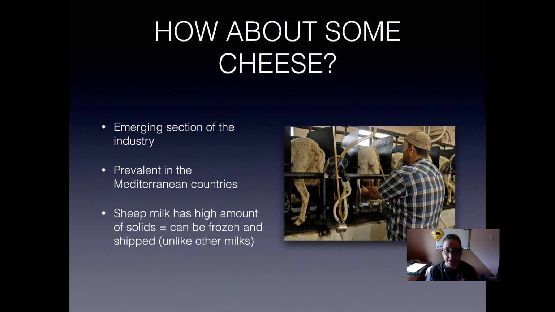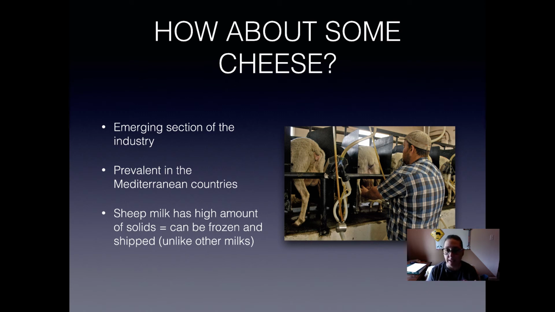An emerging sector of the industry is cheese making and dairy sheep production. This is very prevalent in the Mediterranean countries and increasing in the United States. Sheep milk actually has a high amount of solids and can be frozen and shipped, unlike some other milks.